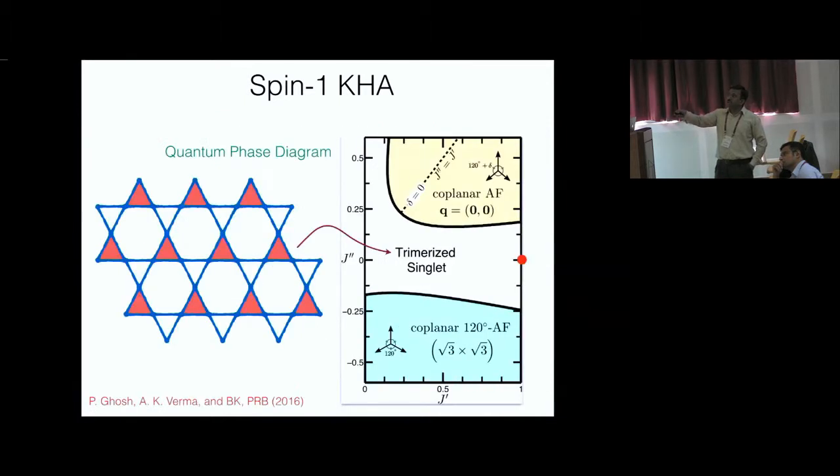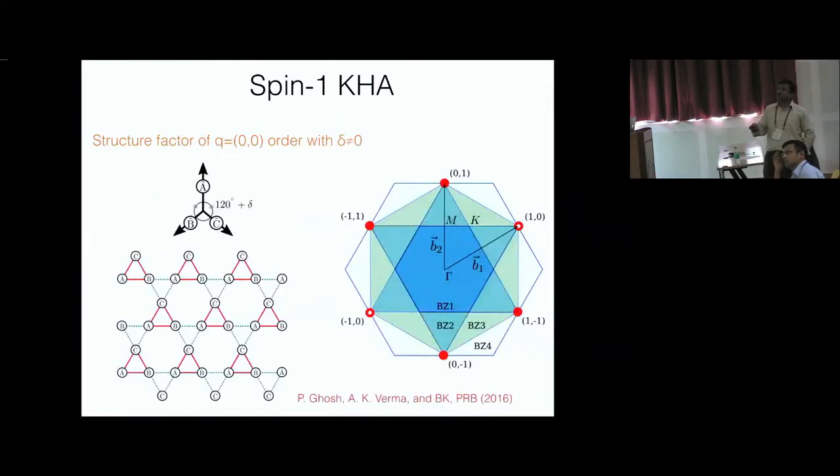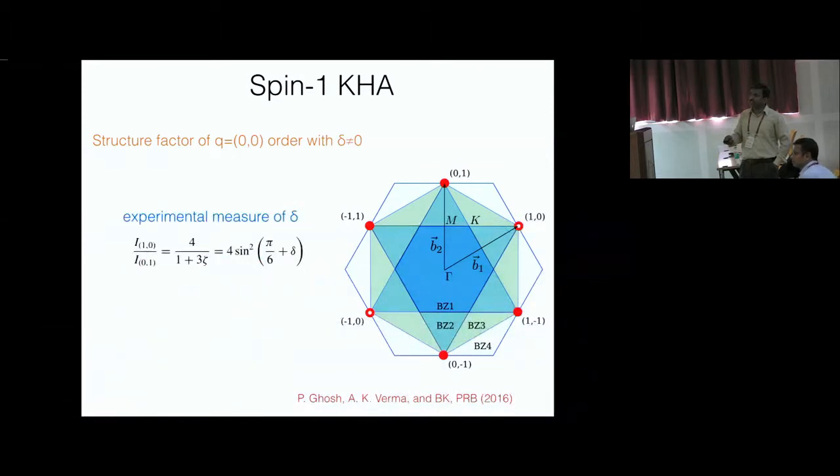Only when J double prime and J prime are equal is the angle exactly 120 degrees. We also computed the structure factor for this phase, to see if this fine distinction could be picked up by an experimental signal. There are certain peaks in the extended Brillouin zone diagram of the structure factor which are different from the other 4 points. We also calculated the intensity ratios. The ratio of intensity of this peak and that peak is precisely the measure of this distortion delta.